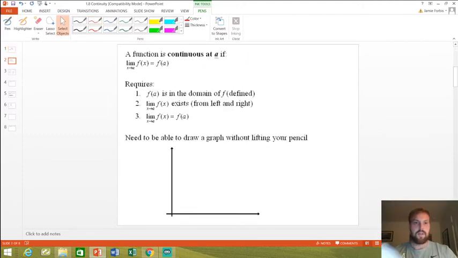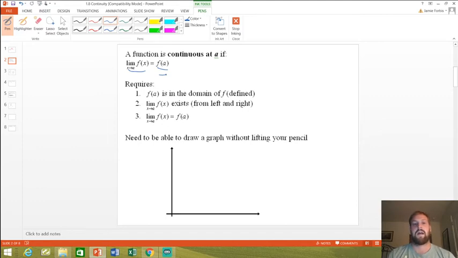Now let's talk about continuity. A function is continuous at a if, and it's a pretty basic idea, the limit at a, approached from both sides, so the left and right limit, is equal to the value at a. That means that the lines from left and right are going to meet at the same point, and it's going to be defined there, which literally makes a defined function.